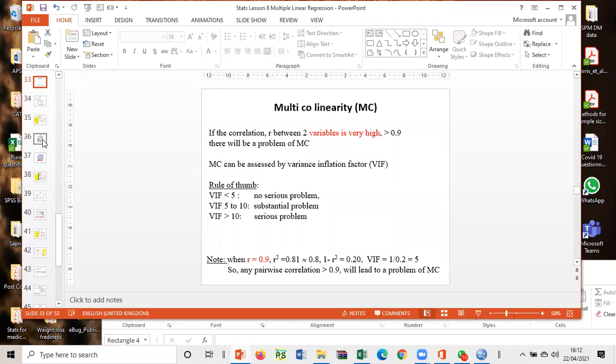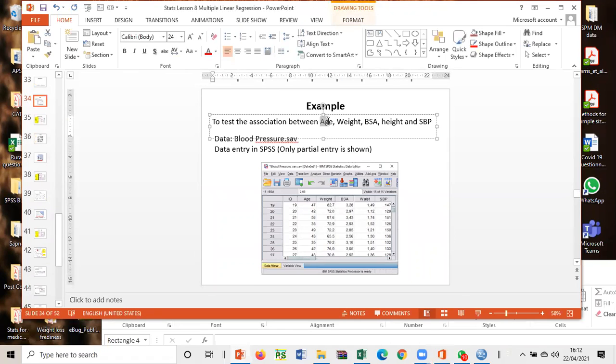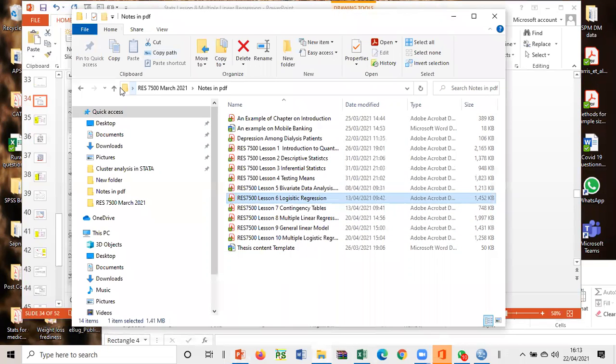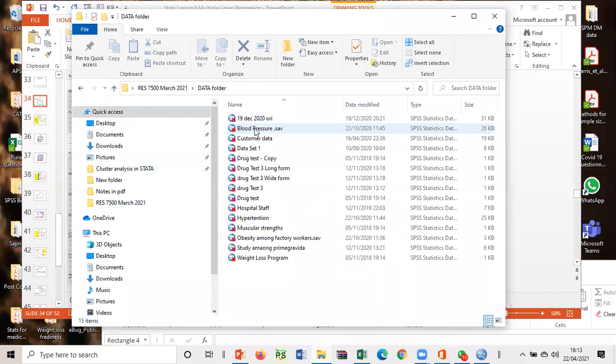Okay, let's go to an example. Same data. Now you want to associate age, weight, BSA, height, and BP. The data is blood pressure. Open the blood pressure data. SBP, blood pressure.